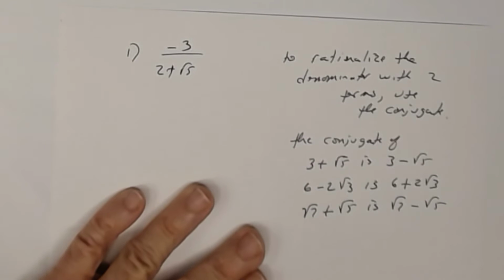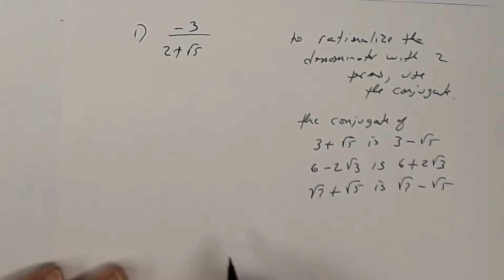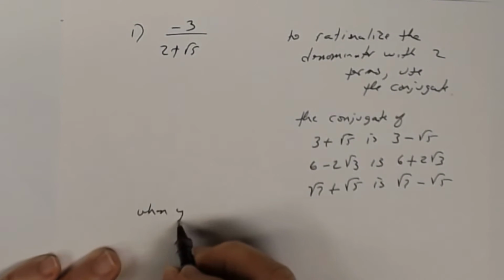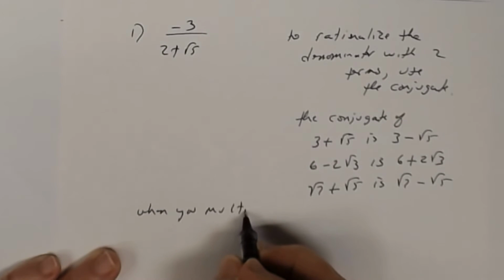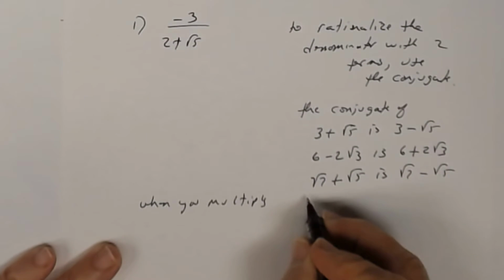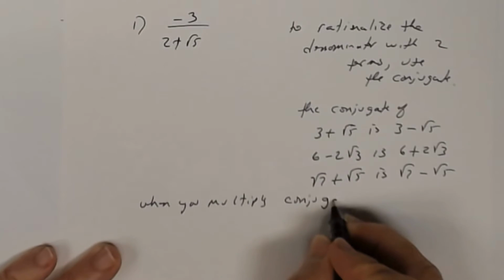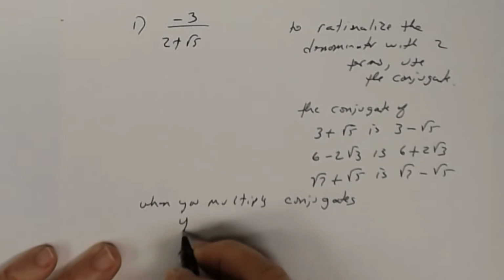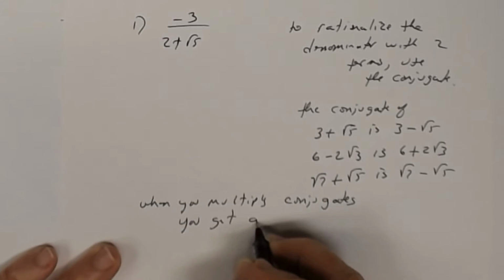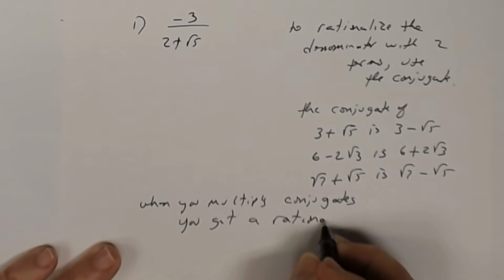And listen carefully: when you multiply conjugates, you get a rational number.